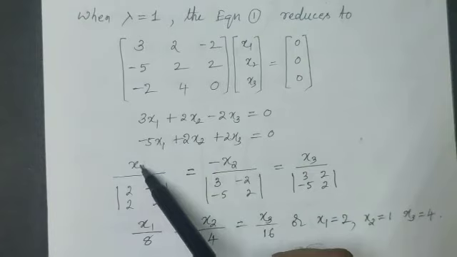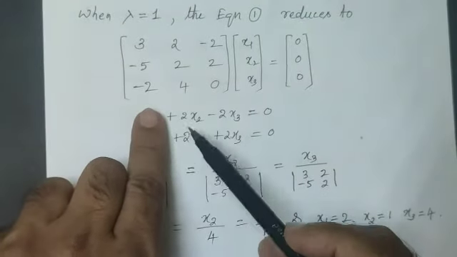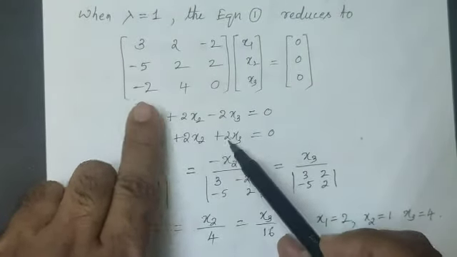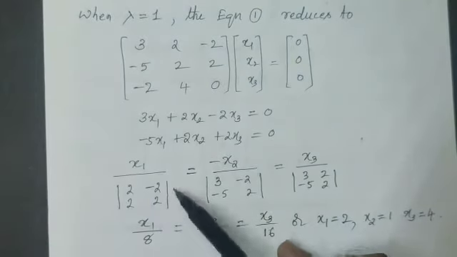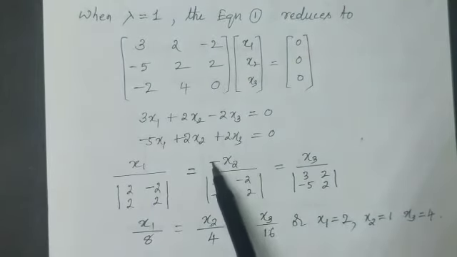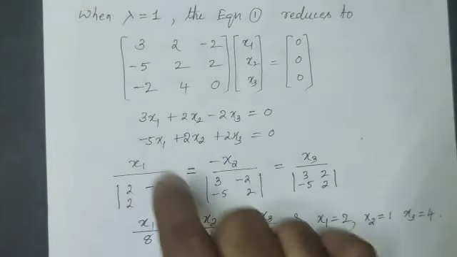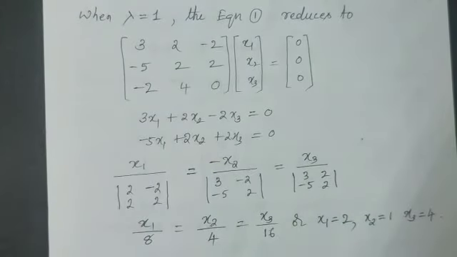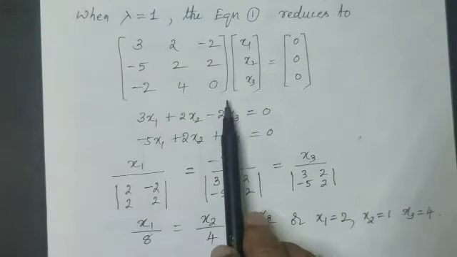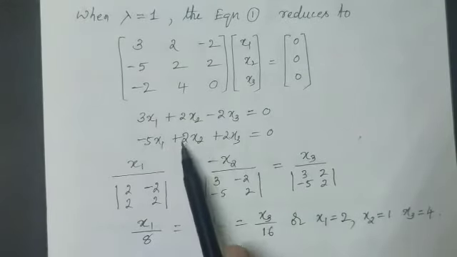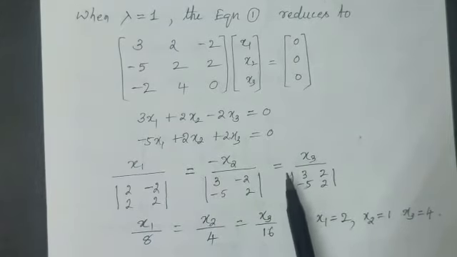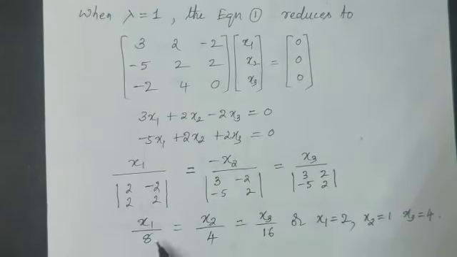So x1 is proportional to, just block this, then take these coefficients 2, 2, minus 2, 2 here. So find its determinant. Similarly, for the next value you take it as minus x2. Minus x2 is proportional to the determinant of, so remove this, so you will find 3 minus 5 minus 2, 2. So which is equal to x3. x3 is proportional to, so close this, the determinant of 3 minus 5, 2, 2. Now if you do the calculations, you will find x1 proportional to 8, x2 proportional to 4, x3 proportional to 16.